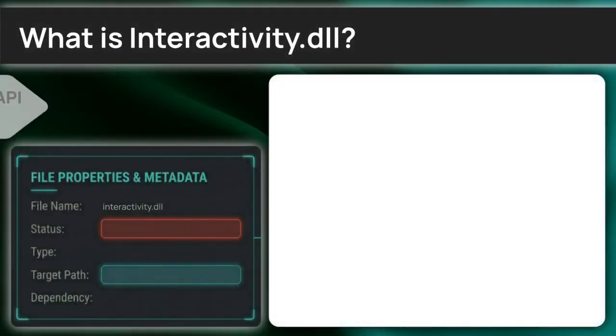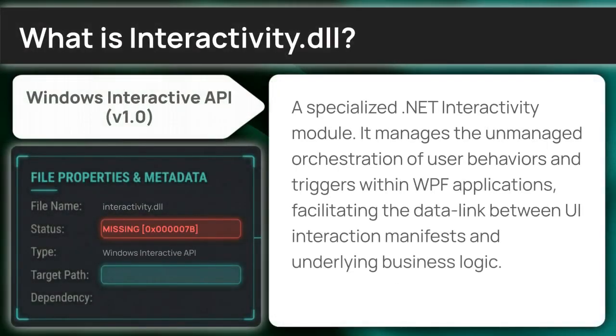This is the Interactivity Library, a specialized .NET Interactivity module. It manages the unmanaged orchestration of user behaviors and triggers within WPF applications, facilitating the data link between UI interaction manifests and underlying business logic.